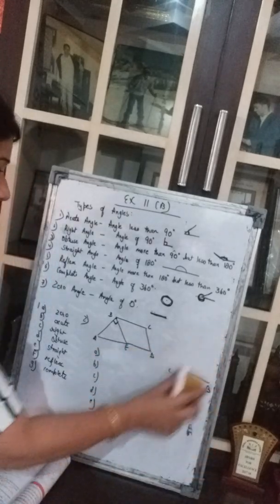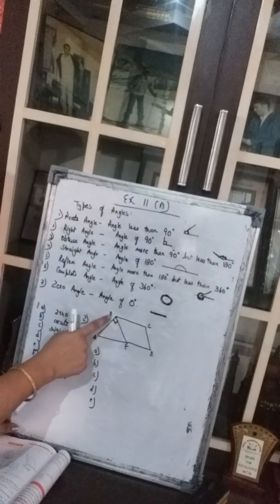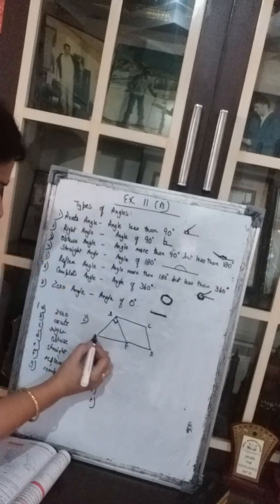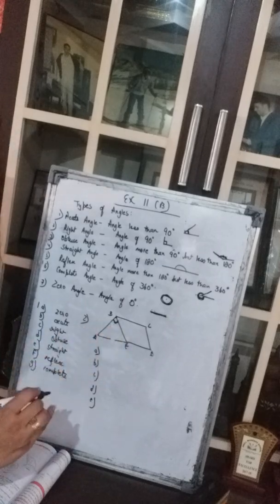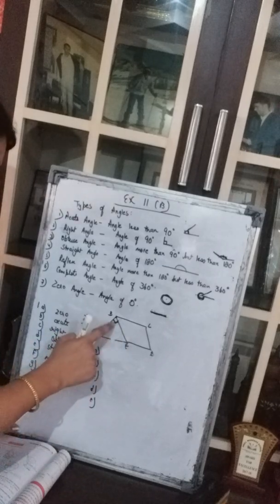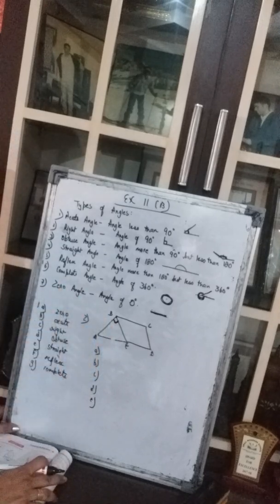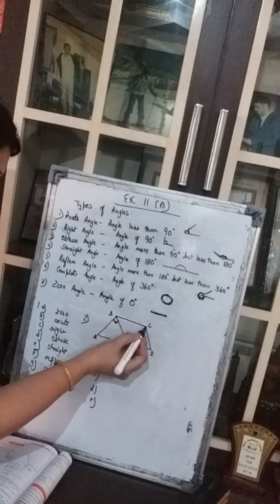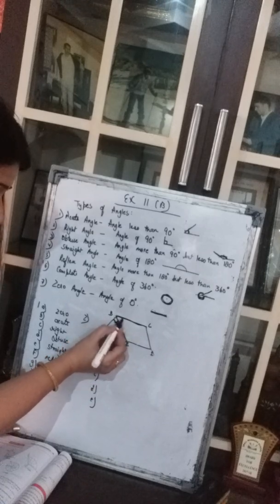Is that clear? So, we have to mention one acute angle at B. That means B will come in the center. Now, which is that acute angle? See girls, if we mention this ABE, you know this is a right angle. So, this is not acute. We cannot mention this. Think of any other angle at B which is acute. Can you think of any other angle which is at B which is acute? That is CBE. This angle is acute.